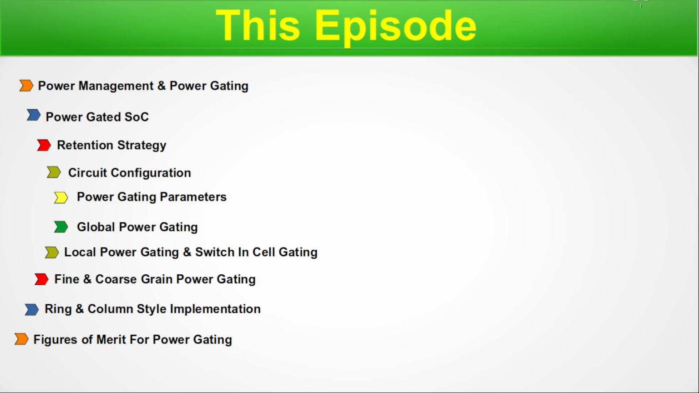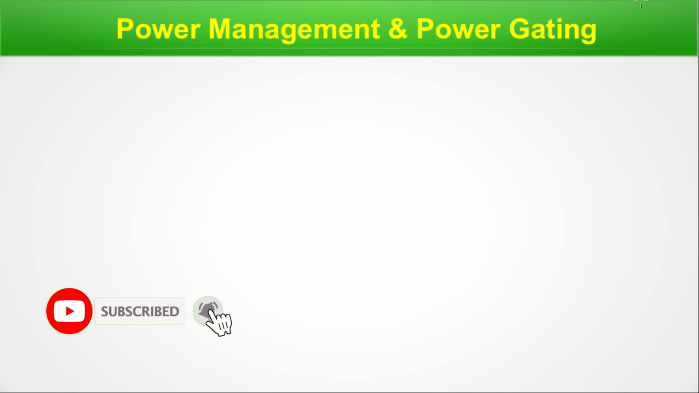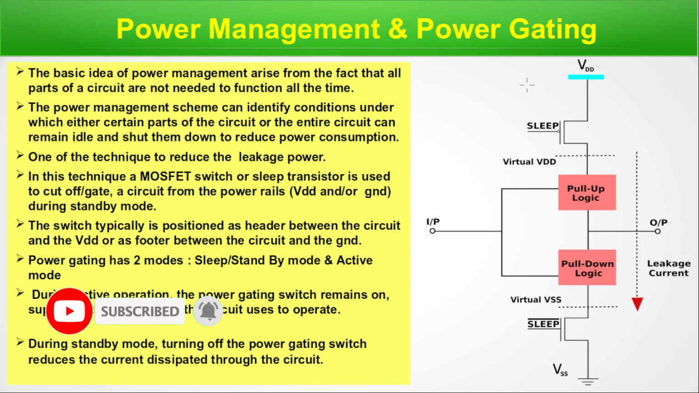Now let's move to the first slide. Power management and power gating. In our last episode, we already showed this diagram. This is a basic power gating circuit. This is the pull-up logic, pull-down logic, and these two are sleep transistors used for power gating. If the transistor is positioned between pull-up logic and VDD, it's called a header switch. And if it's positioned between pull-down logic and ground, it's called a footer switch.